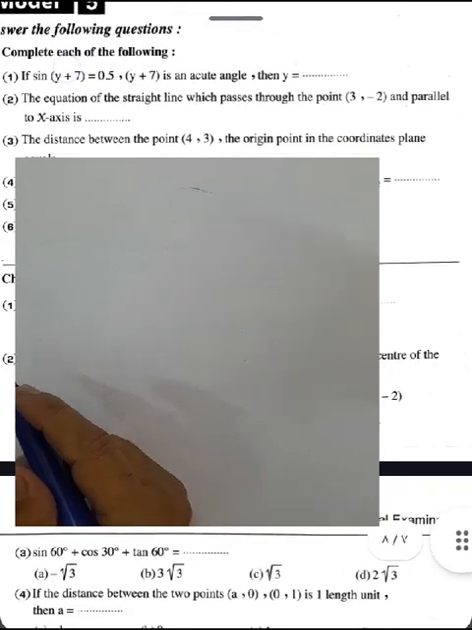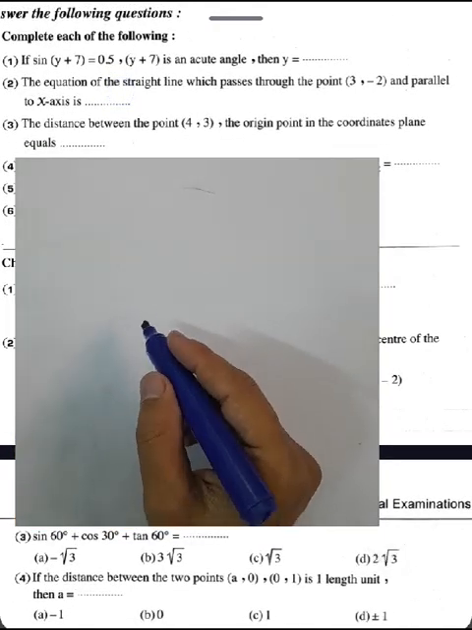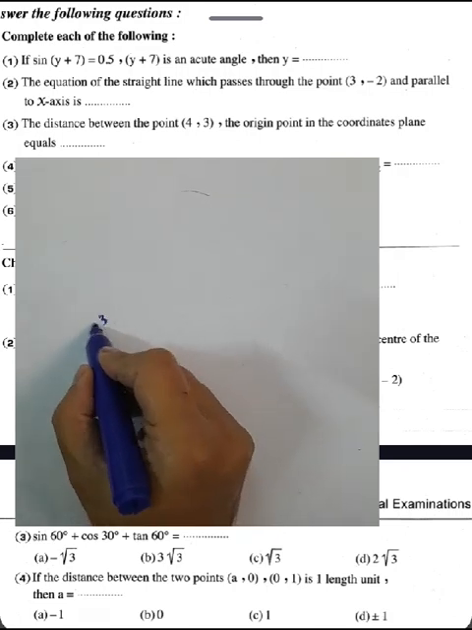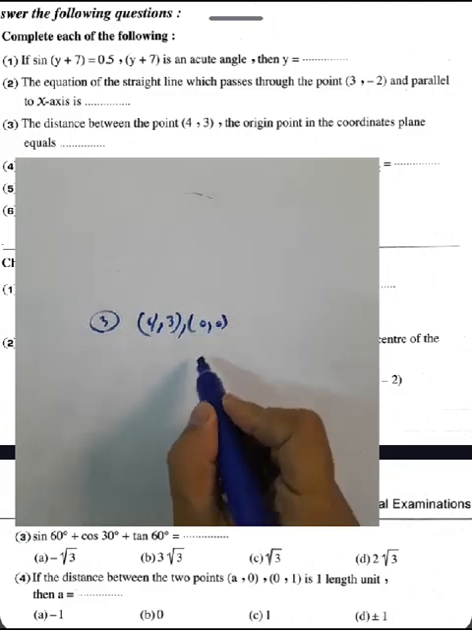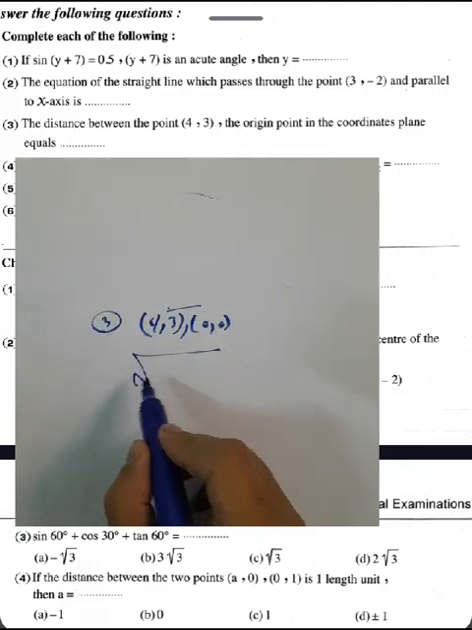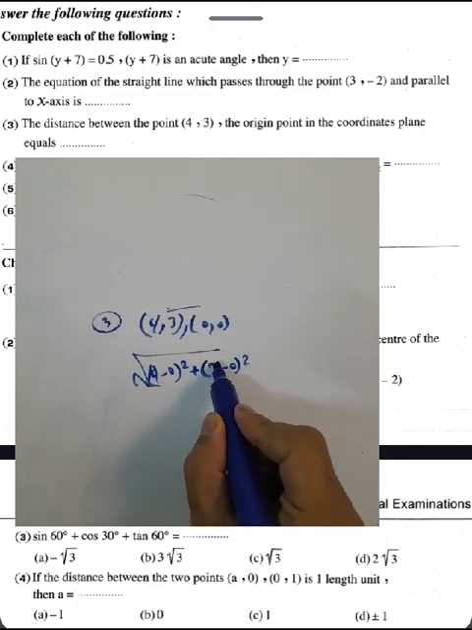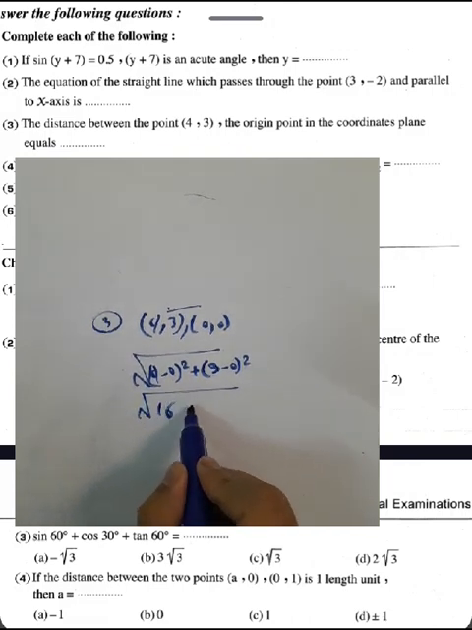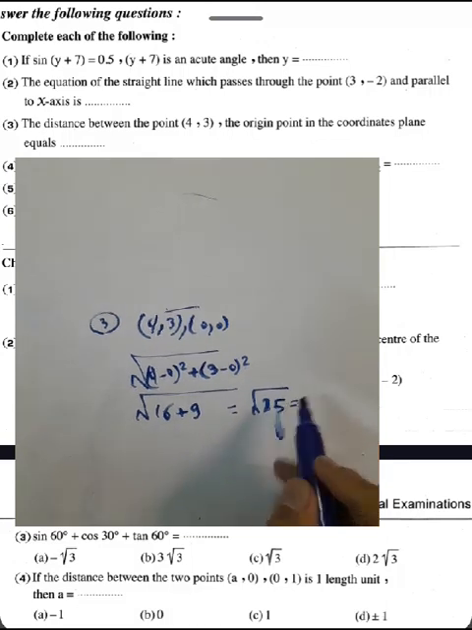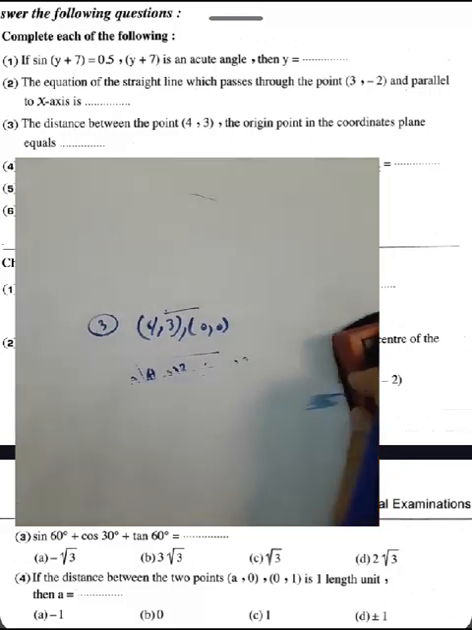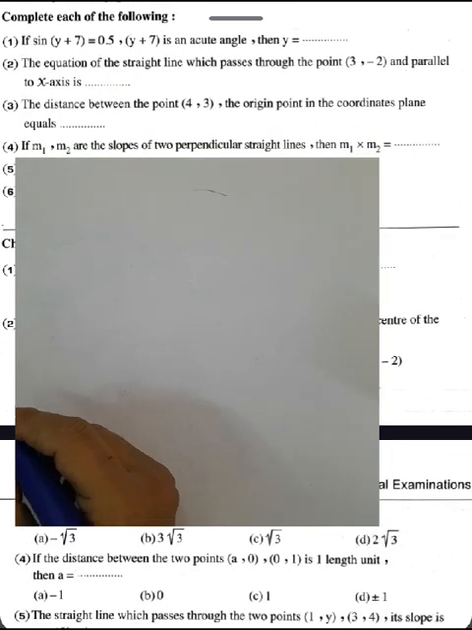Number 3. The distance between the point 4 and 3 and the origin point of the coordinate plane equals what? We have points 4 and 3, and 0 and 0. We can find the distance between 2 points by writing 4 minus 0 power 2 plus 3 minus 0 power 2. Square root of 25 will be 5. The result will be 5 length units.